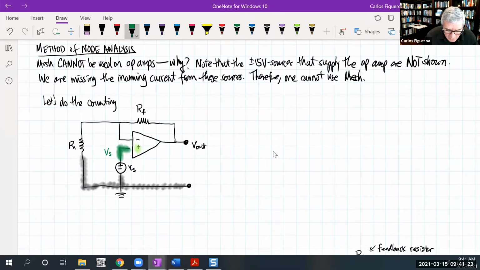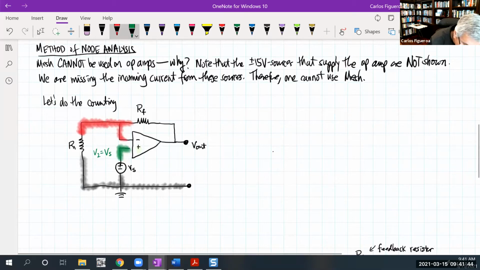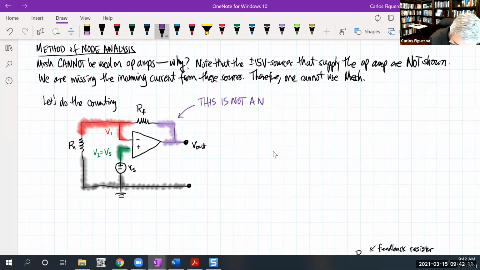So how many unknown nodes do we have? And the answer is we don't know this node. And remember, this node is V2, so it's common to call this node V1. Now, you might be saying, but there's this other node right here, right? You might be saying that this is a node. This is not a node.